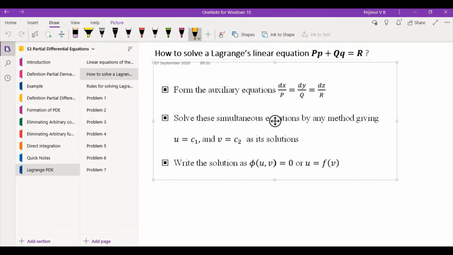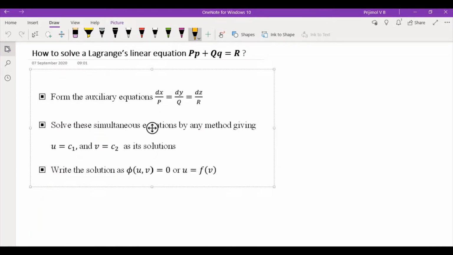Now here is the working procedure how to solve a Lagrange linear partial differential equation. If you have a Lagrange partial differential equation of the form Pp plus Qq equal to R, now you have to write the auxiliary equation dx by P equal to dy by Q equal to dz by R. Now after writing this auxiliary equation, you have to solve by considering any fractions and then finding out the solutions u is equal to c1 and v equal to c2. Now the final solution will be phi of u, v equal to 0.